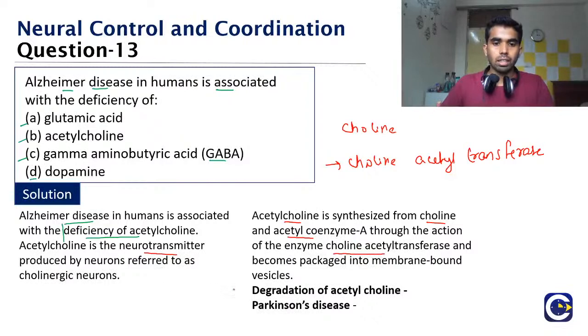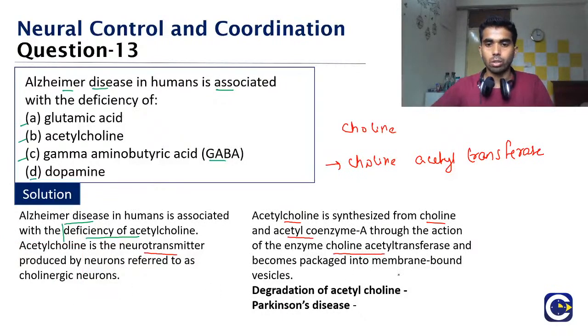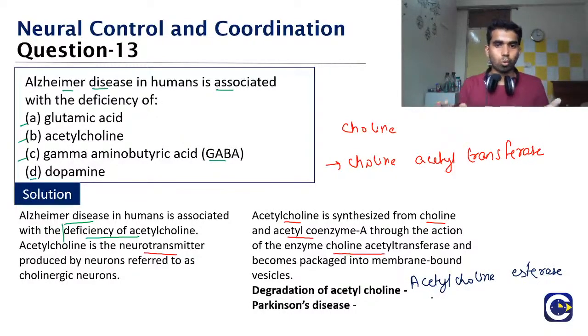And the degradation of the acetylcholine is carried out by another enzyme, and the name of the enzyme that degrades the acetylcholine is acetylcholinesterase. This enzyme is present in the synaptic cleft, and when the function of the acetylcholine is over, this enzyme degrades the acetylcholine and the nerve signal is stopped.